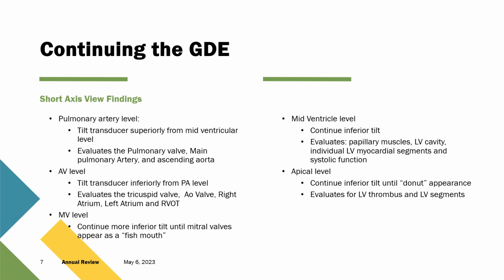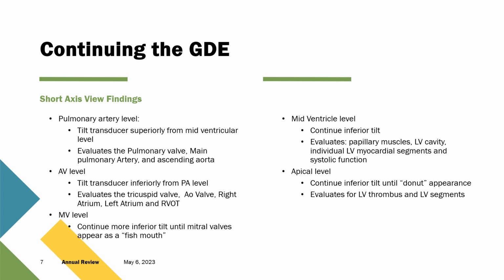So from there, I have just a little bit more detail on those short axis view findings. At the pulmonary artery level, you are going to be evaluating the pulmonary valve, the main pulmonary artery, and the ascending aorta. At the atrioventricular level, you are going to start from the top, angle down slightly, and here's where you're going to see your aortic valve, right atrium, left atrium, and right ventricular outflow tract.